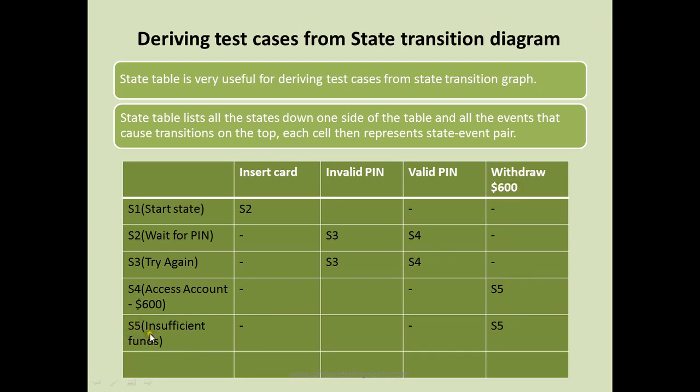If you are at state 5, insufficient funds, and you try to withdraw again, you will again remain at insufficient funds. So under state 4 and state 5, invalid pin, these scenarios are not valid. Once you are at state 1, start state, invalid pin is not valid. State 4, this is not valid. Valid pin is not valid. So all these blocks here are not valid. Using this state table, you can figure out what transitions you need to test in the software.